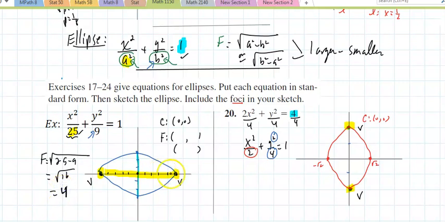And guess what? The foci are always on the major axis, the stretched side. So if I go from the center and move 1, 2, 3, 4 to the right, label that. 1, 2, 3, 4 to the left, label that. Wouldn't that be 4, 0, negative 4, 0? I'll wrap this up in the next video.